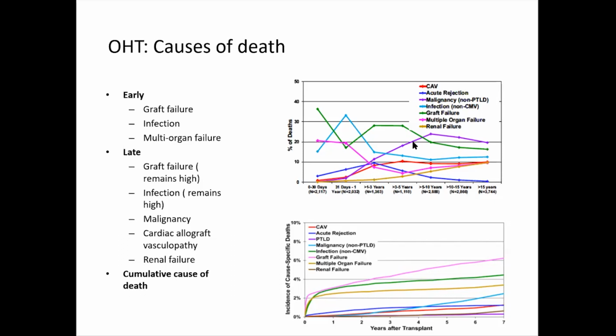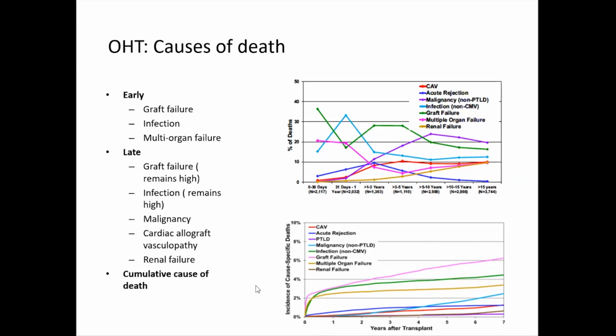And then the first one is just the follow-up for each cause. And the second one is the cumulative incidence of cause of death for this patient. For example, graft failure over time is still the highest compared to everything else. But we have to consider all of those causes as well. So this is a little bit of background about the heart transplant.